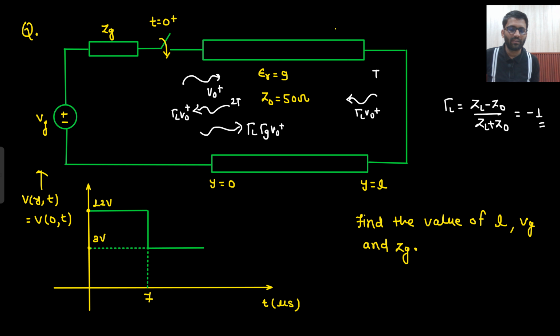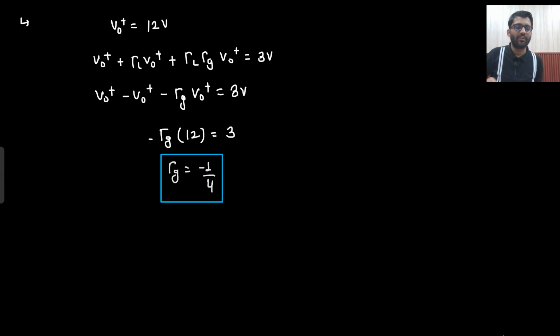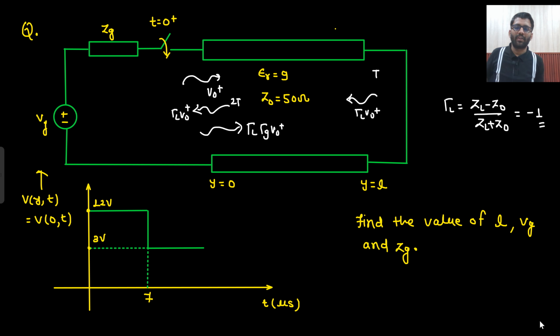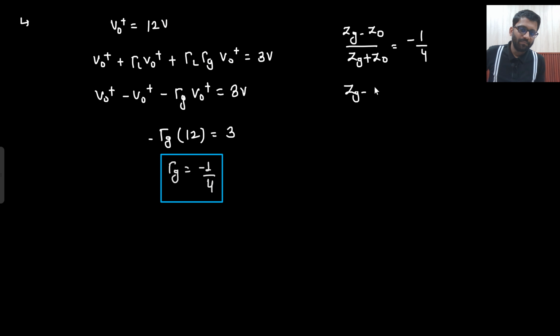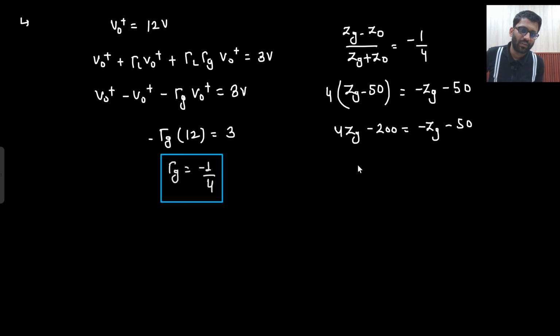But they did not ask the value of gamma G. They asked the value of Zg. So what is gamma G? Gamma G is (Zg minus Z0) upon (Zg plus Z0), that is equal to minus 1 by 4. Z0 is given as 50 ohm. So (Zg minus 50) into 4 is equal to minus (Zg plus 50). So 4Zg minus 200 is equal to minus Zg minus 50. So 5Zg is equal to 150. So Zg is equal to 30 ohm.